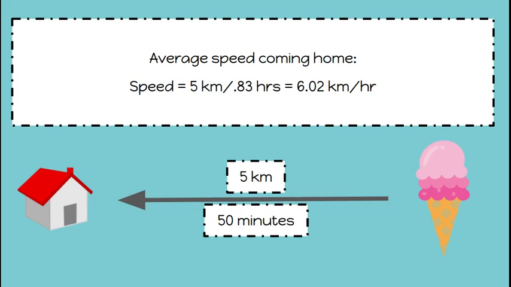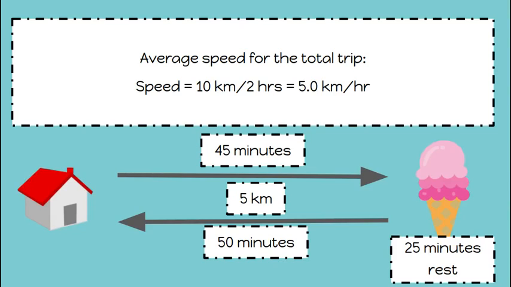The way home took us 50 minutes. So we're going to take our 5 kilometers and this time divide by our 0.83 hours, which is what 50 minutes is out of an hour. And that is going to give us 6.02 kilometers per hour to get home. So with it taking more time to go the same distance, we now have proof in our speed calculation here that we were going slower on the way home.